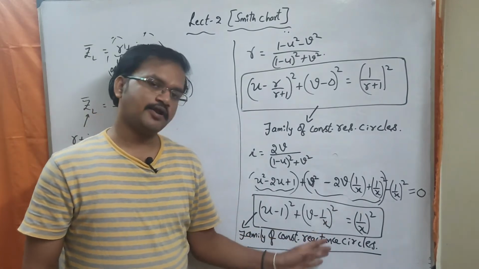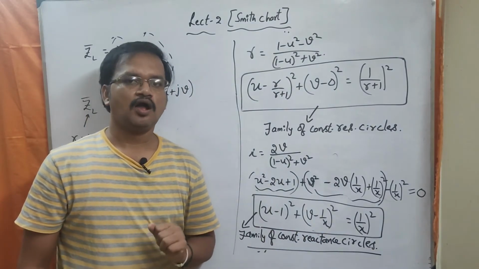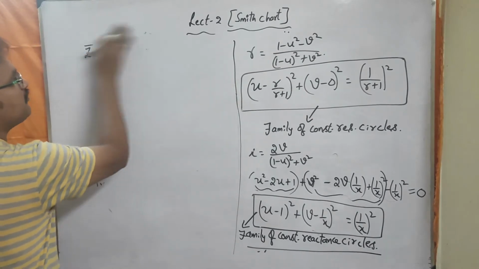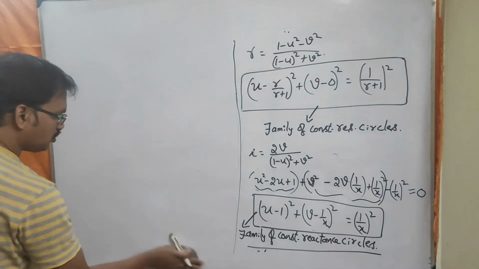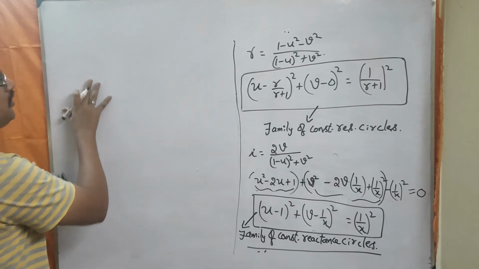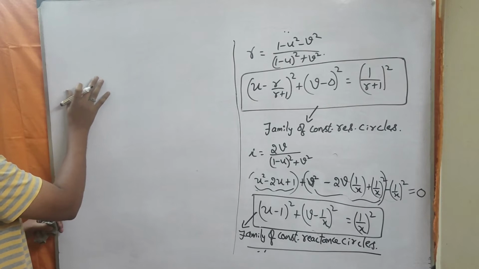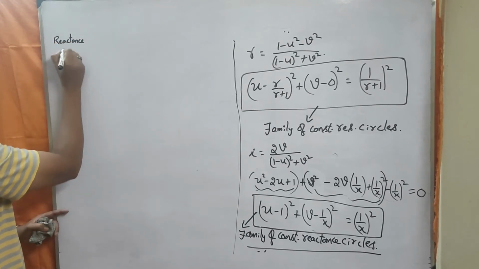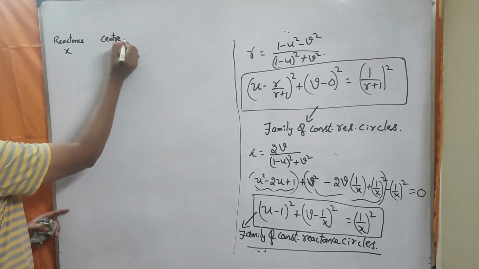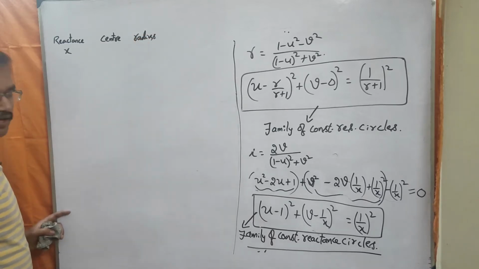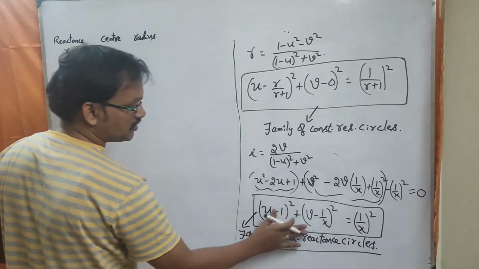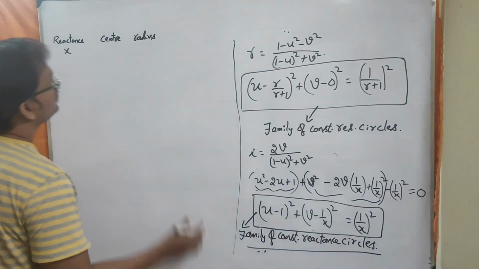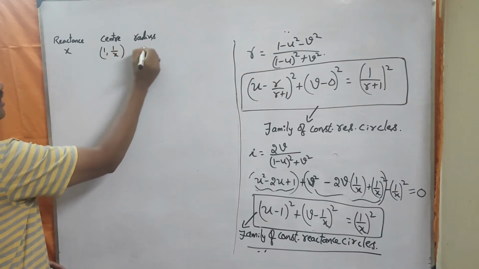Now we try to map all these constant reactance circles onto the gamma plane. Next we will see how to map all these possible values of reactances onto the gamma plane. In order to do that, first I am going to form a table that consists of three columns. In the first column I am representing reactance x, in the second column the center, and in the third column the radius. What is the center of this circle? It is nothing but (1, 1 by x), and the radius is 1 by x.